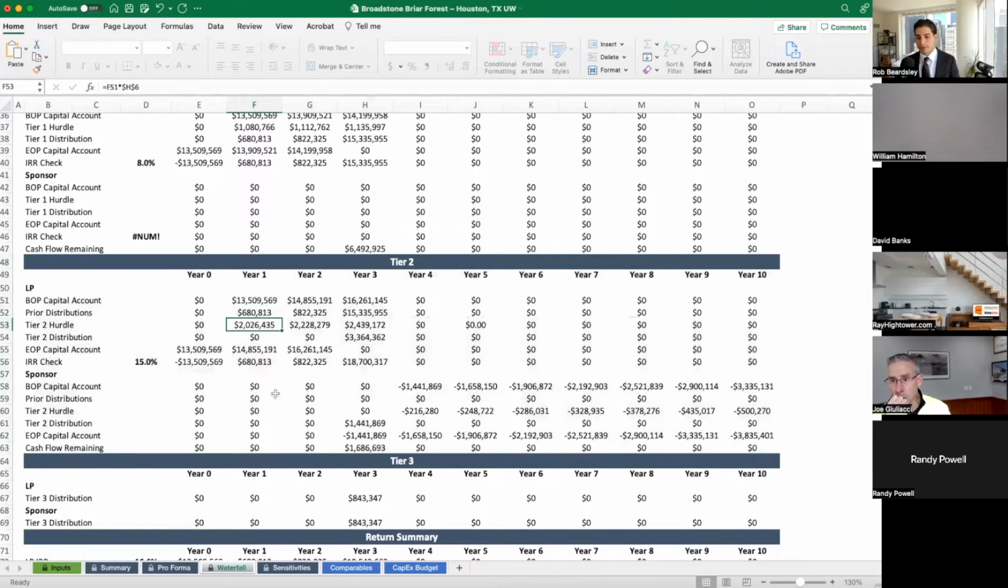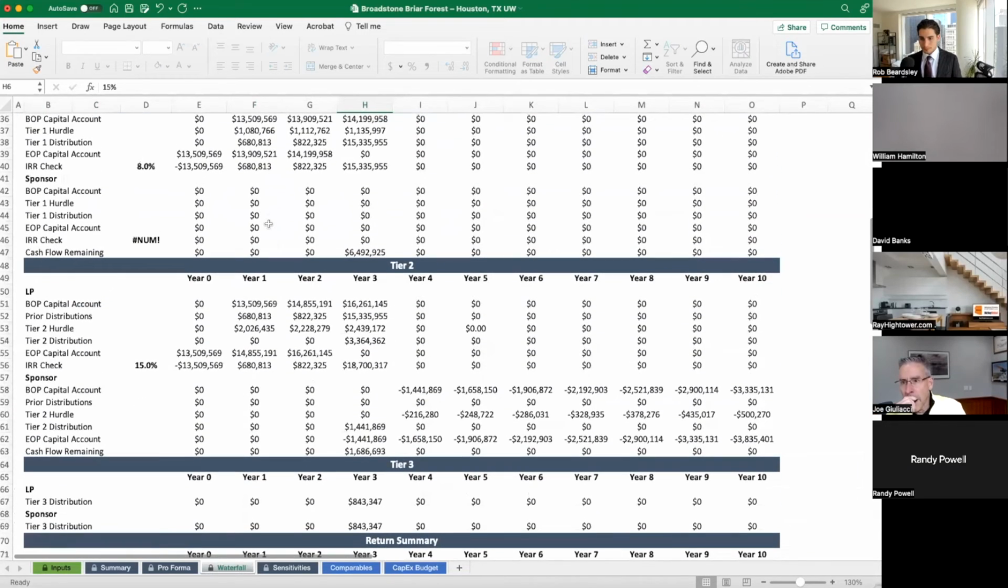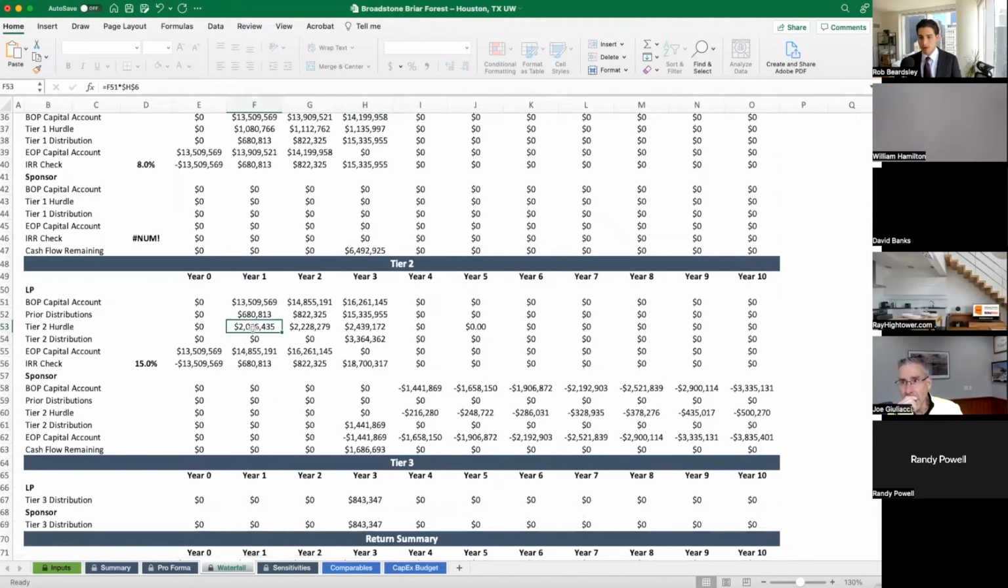Now, the way that tier two differs is we have a tier two hurdle. And let's go up here and see what the tier two hurdle is. Well, it's 15%. So we look here and we see that 15% on 13.5 million is 2 million, right? Now, of course, we weren't hitting the 8% preferred return on a cash flow basis. So obviously we're not going to hit 15% on a cash flow basis, which is fine. We're not supposed to, but what it's going to do is add that $2 million less what is distributed to our capital account. So now our capital account on a tier two basis is 14.8 million.